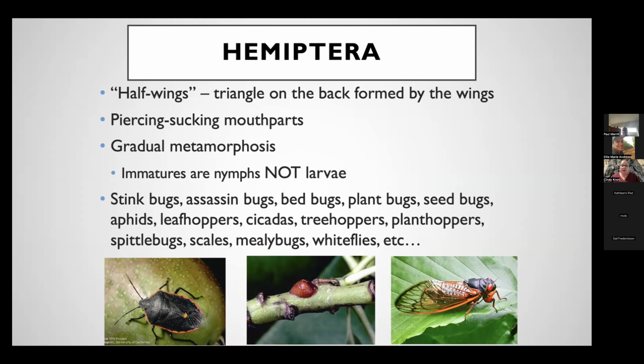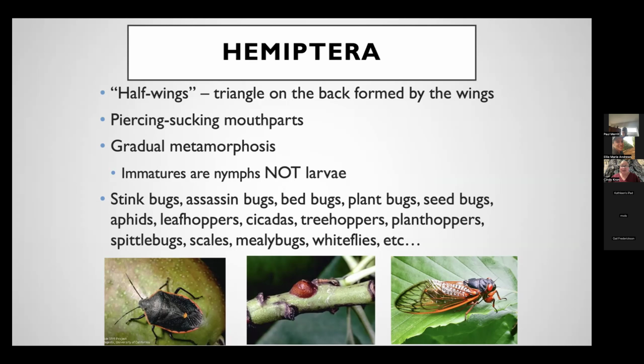So immatures are not nymphs. They're called larvae. Sorry, I'm reading that too fast. Immatures are nymphs. They're not larvae. I was like, wait, that doesn't make sense. They're not larvae. So when you think of larvae, you think of caterpillars. But when it comes to the immature stages, they're referred to as nymphs in the order Hemiptera.